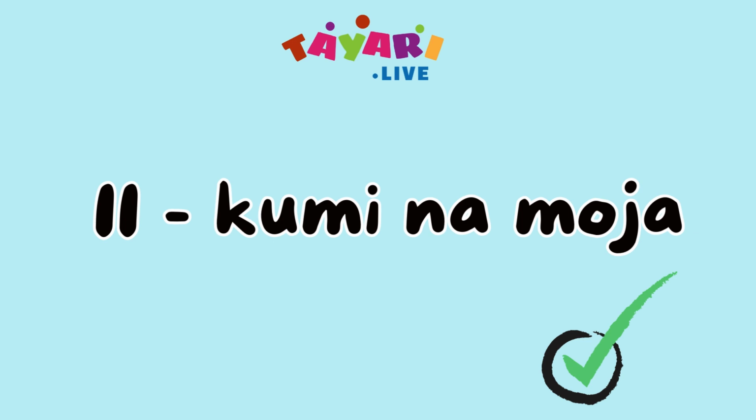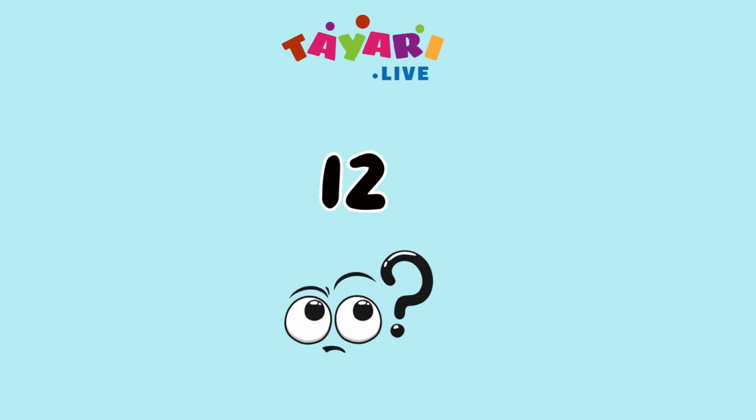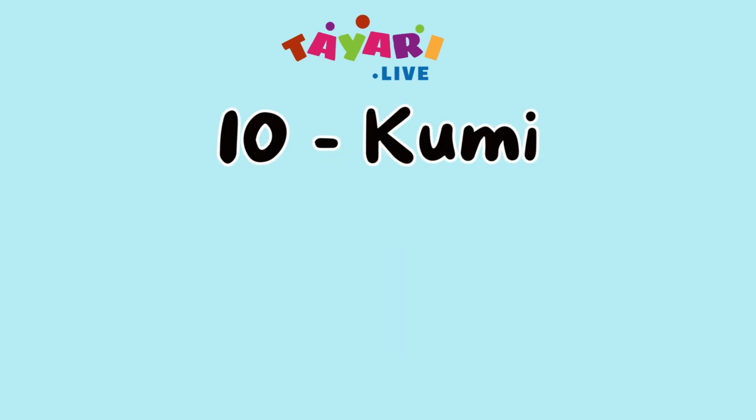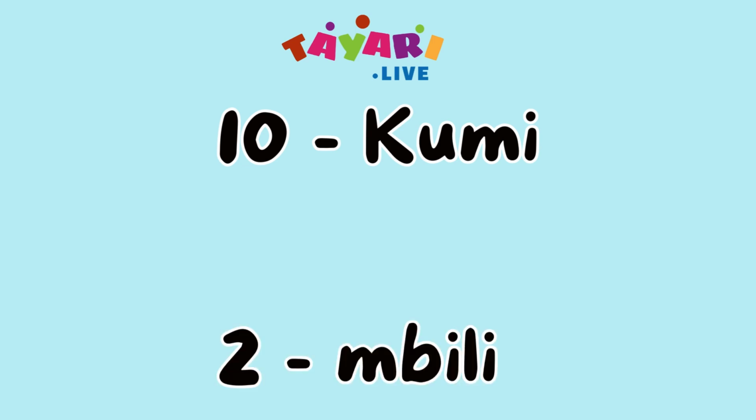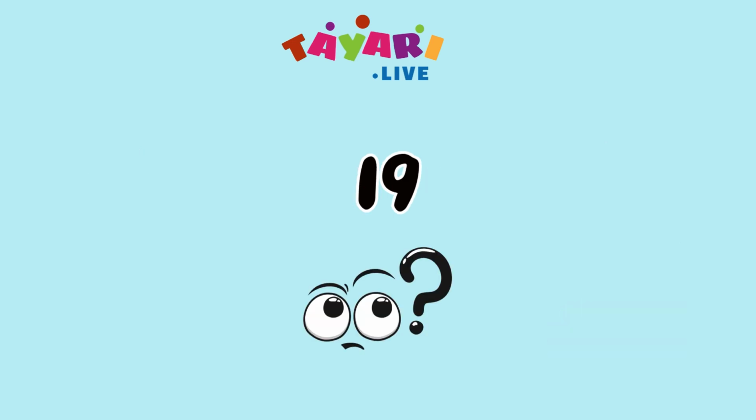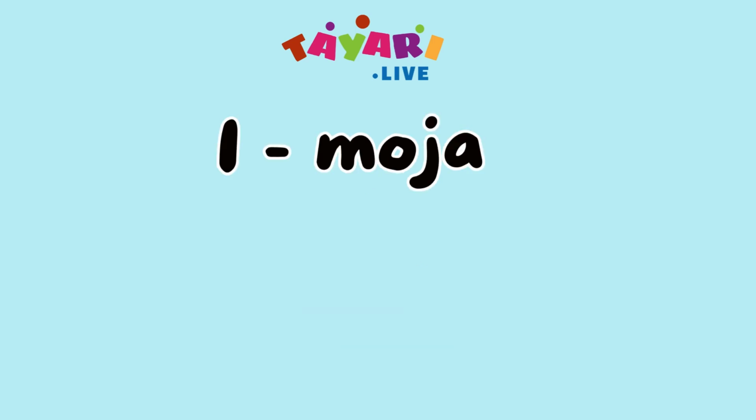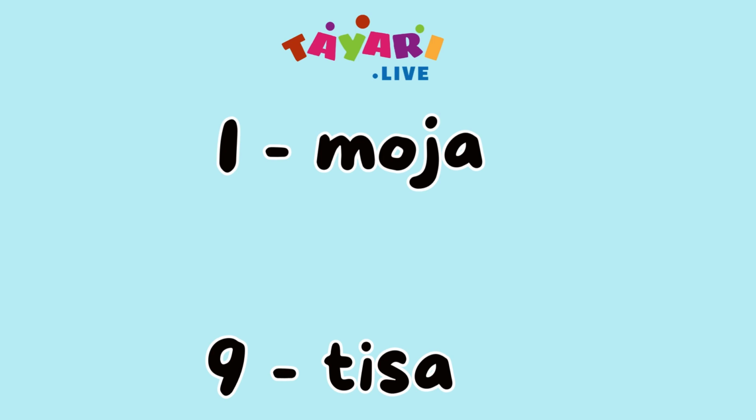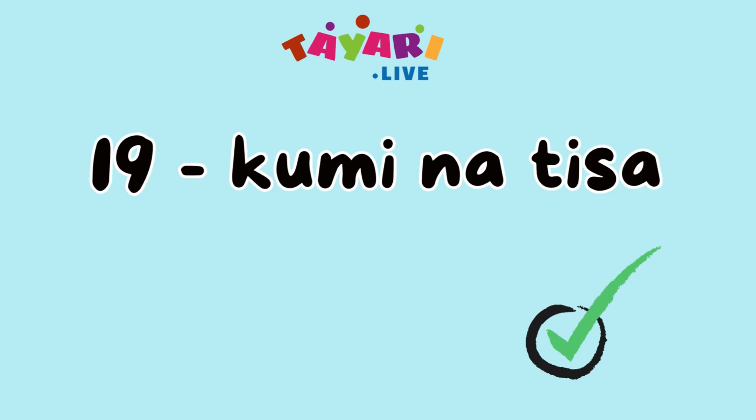What if you wanted to count 12? Unachukua 10, unachukua 2, unaweka na, inakuwa 10 na 2. Now you are getting it. Let's try 19. What is 19? Iko na moja, iko na 9. Unaweka na, inakuwa 10 na 9. Now you guys are getting it.